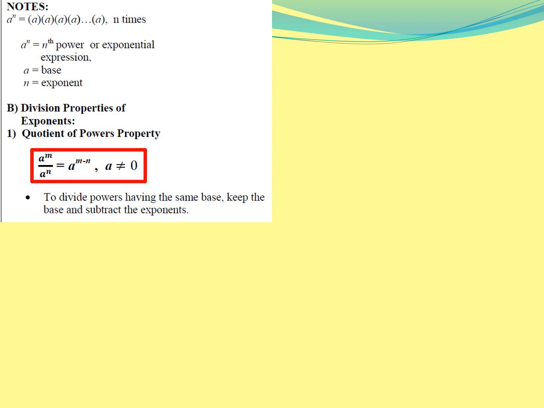You have number 1, quotient of powers property. A to the m divided by a to the n equals a to the m minus n, provided that a is not equal to 0. So, in words, this means to divide powers having the same base, keep the base and subtract the exponents.